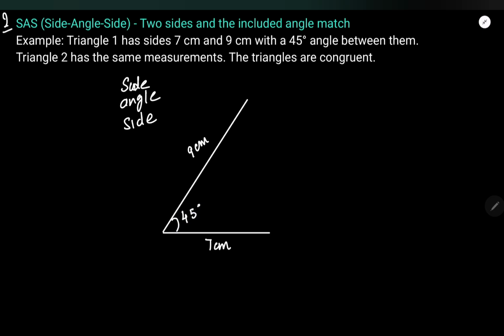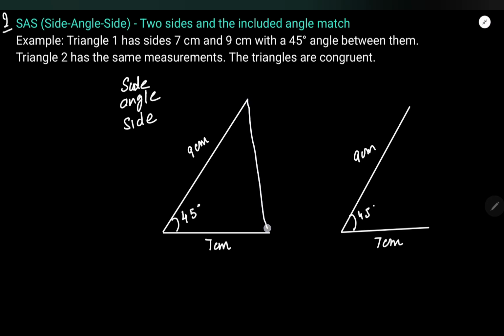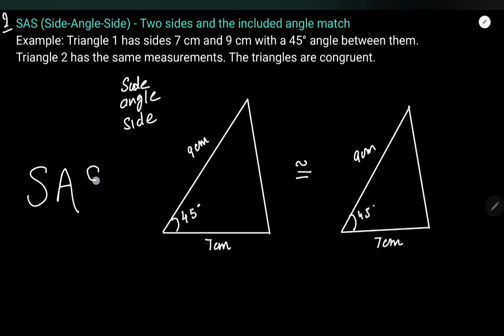Then when you get another triangle with 7 centimeter, 9 centimeter and a 45-degree angle, there is only one possible length of the third side, whatever it is. So these two triangles will be congruent. You need to remember the rule: it should be side, angle, side. The angle should always be included between these two sides.